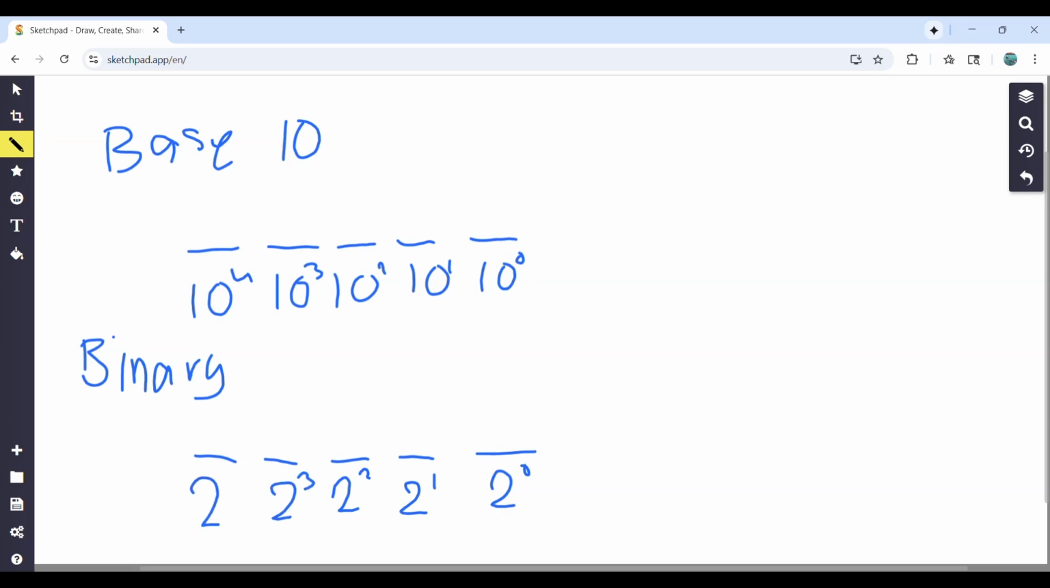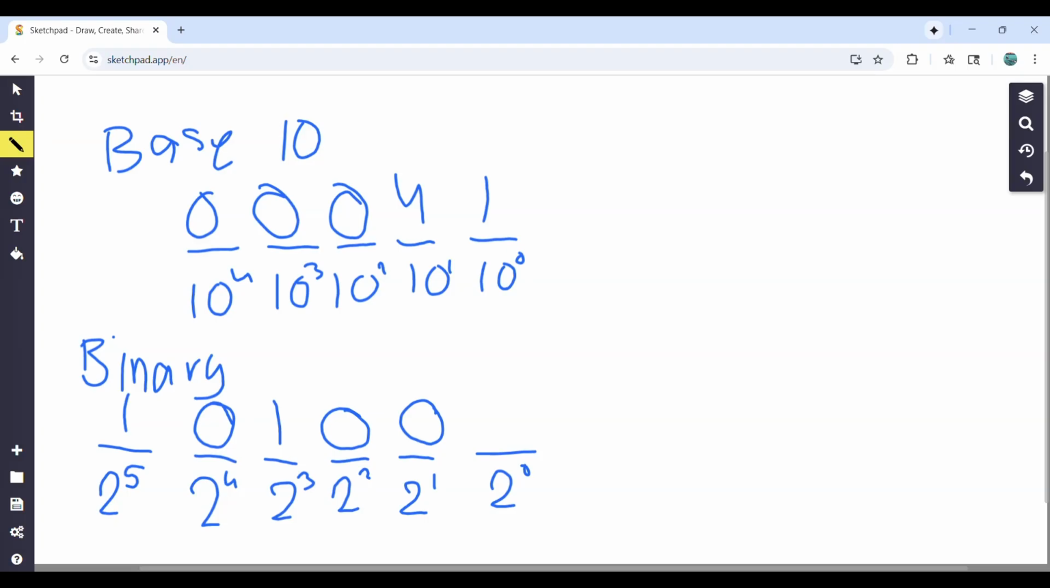Let's do an example conversion from base 10 to 2. Take 41. Well, the highest power of 2 we can fit into it is 32, or 2 to the 5. 41 minus 32 is 9. We can fit an 8 into it, which is 2 to the 3, and then a 1, which is 2 to the 0. So then we have 1, 0, 1, 0, 0, 1.